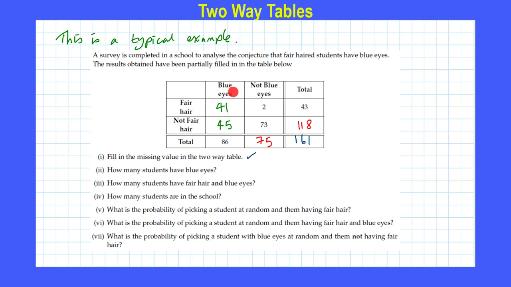How many students have got blue eyes? Well, blue eyes is just that column there, so I've got 86. How many students have got fair hair and blue eyes? Well, that one's just the 41. How many people in the school? Well, 161.